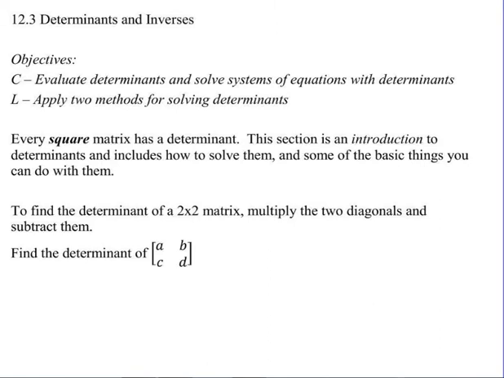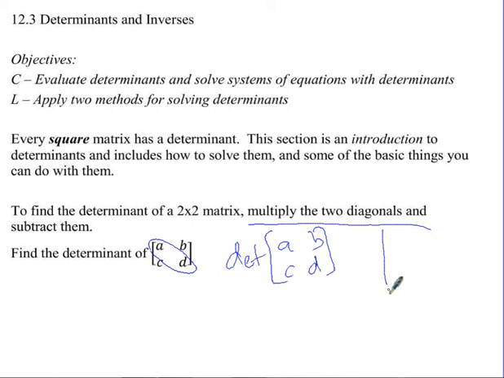To find the determinant of a 2 by 2 matrix, multiply the two diagonals and subtract them. So you're going to multiply A times D, and the way the book writes it is determinant A, B, C, D. Another way you could write this, the way that I learned and the way that most books do this, is just a bar instead of a bracket. This is the way I prefer because you don't have to make the little hooks on the end of your brackets. It's just nice straight lines. It's faster.